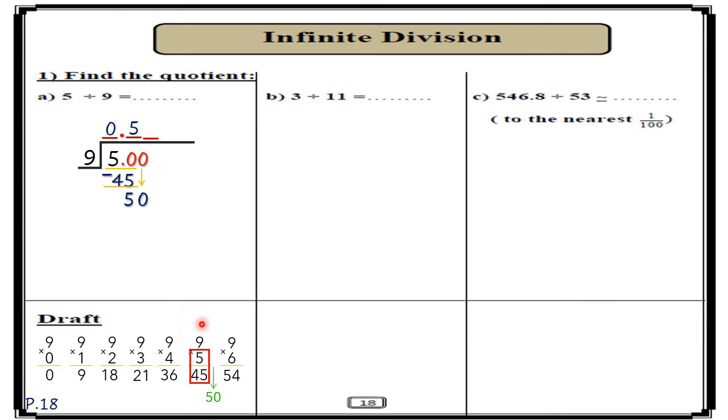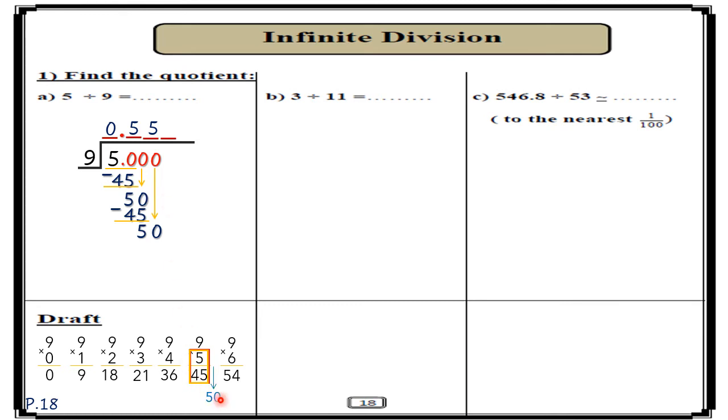Do we have 50? No, 50 is between 45 and 54. So take the smaller. The number which is up, up; the number which is down, down; minus. Okay, 50 minus 45 equals 5. Okay, drop. I don't have anything to drop, but I still have a remainder. So I have to add a 0 and a decimal place. Then drop the 0. 50.